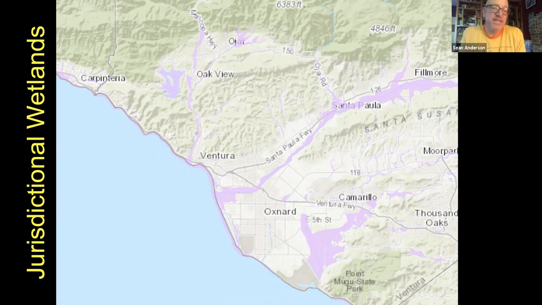And so that's a place. For example, we could talk about management concerns or planning or challenges based on the stuff in the purple zone, right? Which is our riparian and wetland areas. So that's one way to think about it.